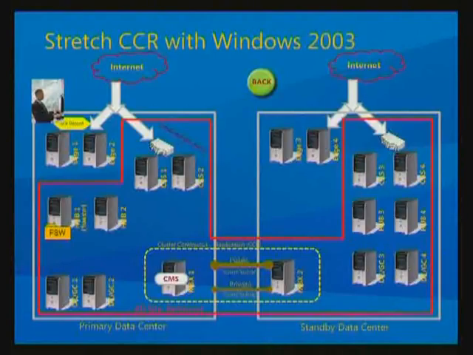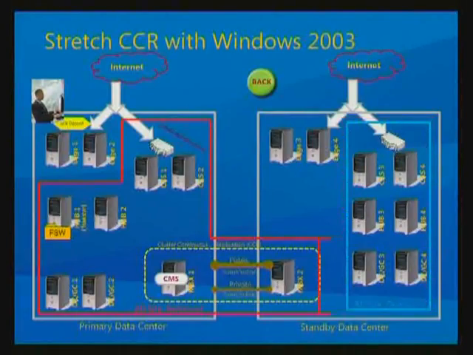Now, back in your standby data center, you need to reverse. You're going to take the CAS and hubs down, and you're going to bring those back into your Quincy or your standby AD site.